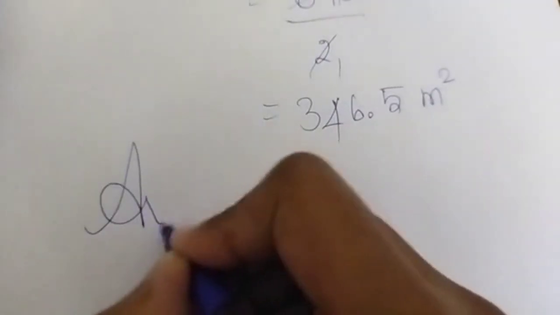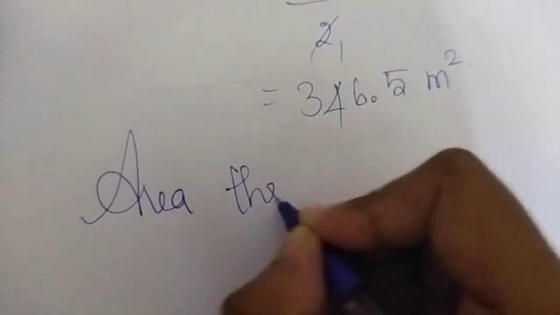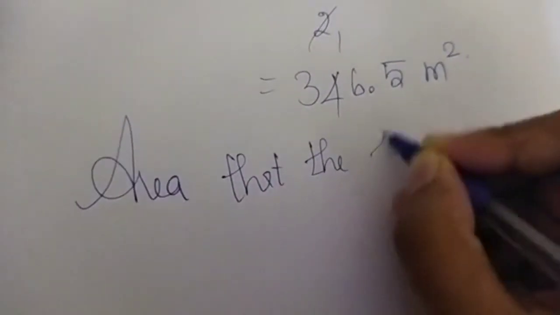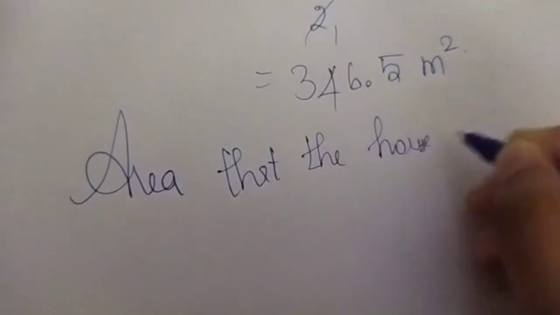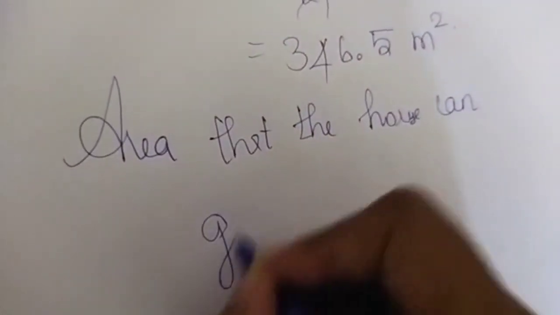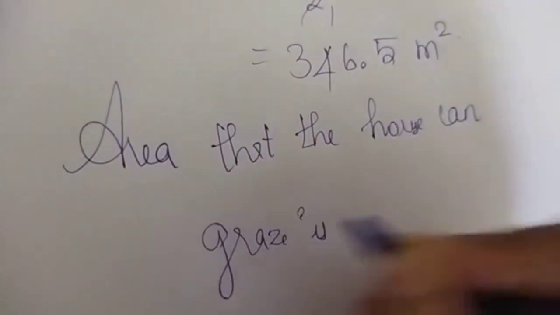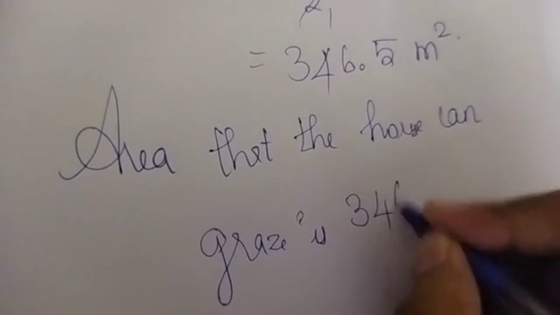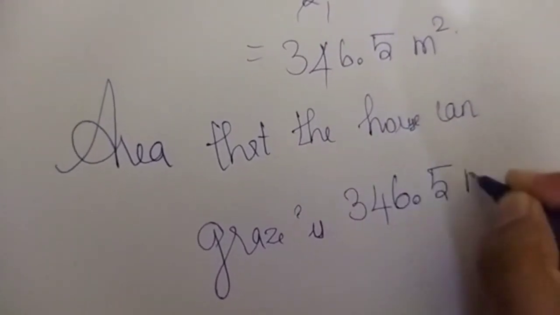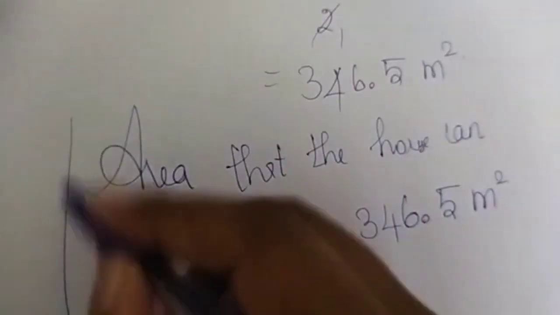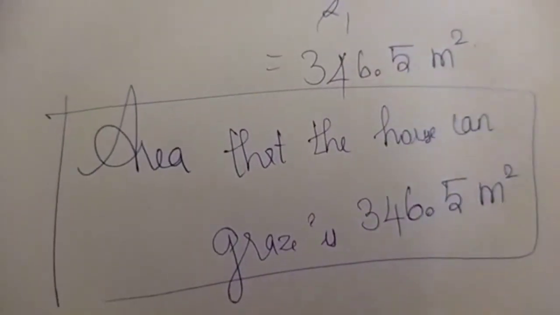So the area that the horse can graze is 346.5 meters square. So this much area the horse can graze. Let's go to next one.